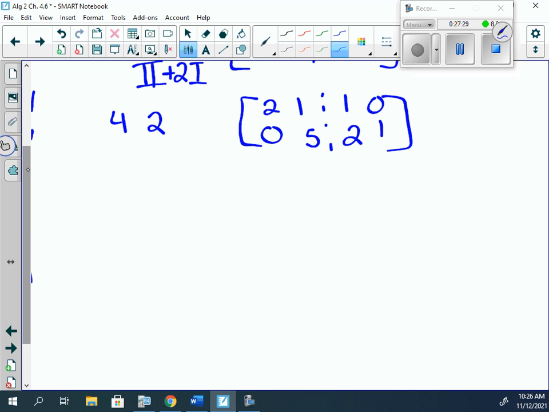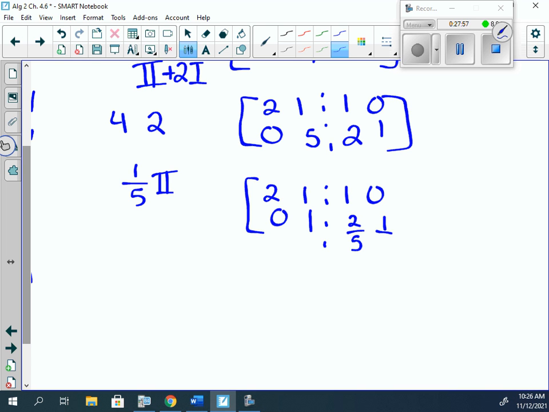So we're almost done there. Now the bottom row, I need this 5 to be a 1, yes? So what I'm going to do is I'm going to multiply row 2 by 1/5. So give us 2, 1, 1, 0. Here we're going to have 0, 1, because 5 times 1/5 is 1. Over here we're going to have 2/5 and 1/5.